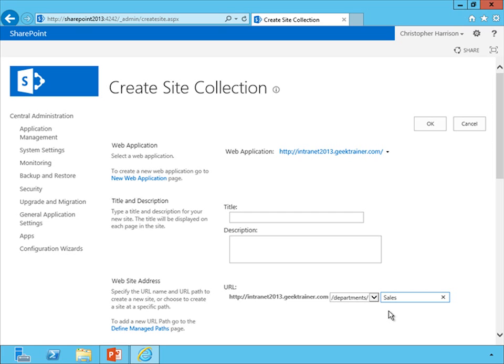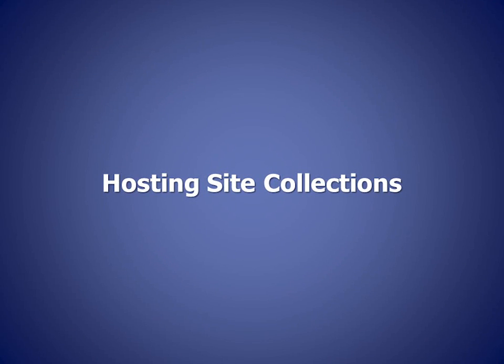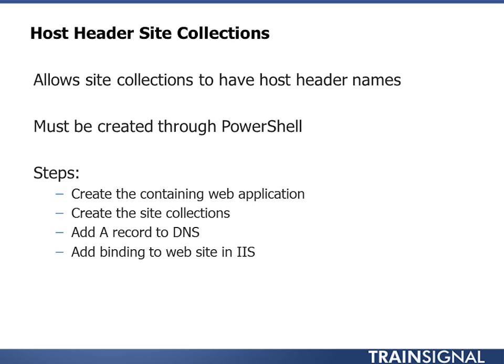So I'd like to be able to say sales.geektrainer.com and have that point to a site collection. That way I can add in a brand new host header name, but I don't have to create a brand new web application for it. That is exactly what host header site collections are all about. They allow me to create site collections with their own unique host header names.